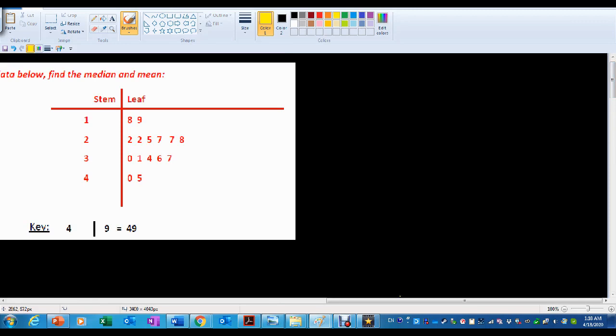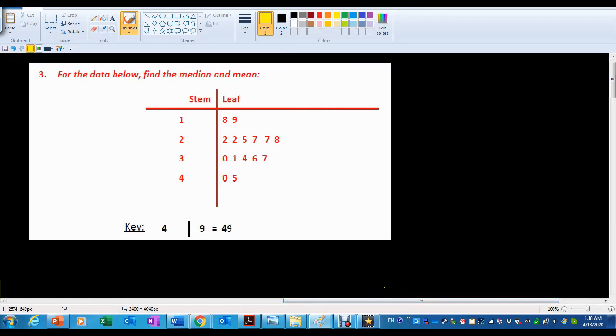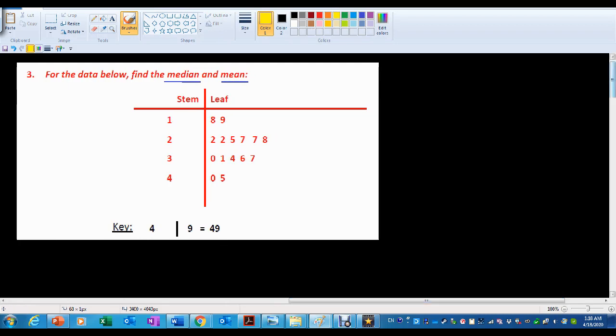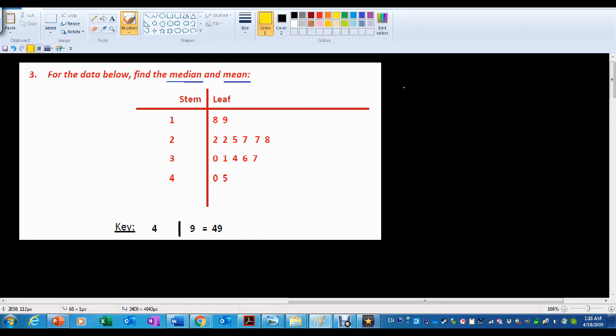Okay, so for this question, there's another one. This time, not only do you need to find the median, you also need to find the mean. So let's find the median first. Remember that the median is always the middle data.